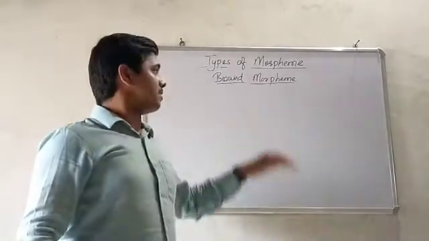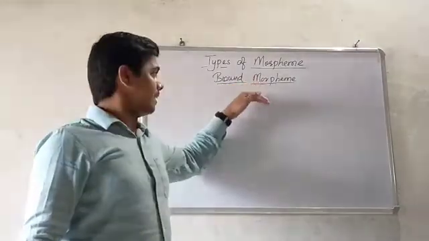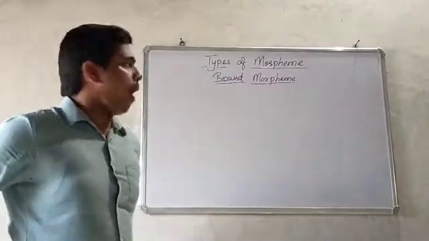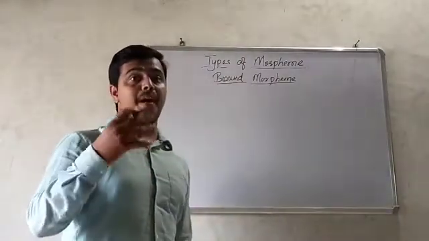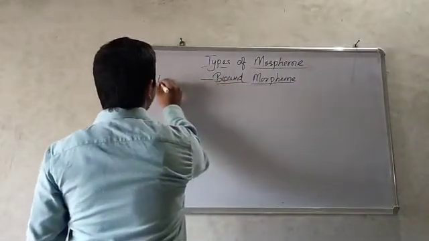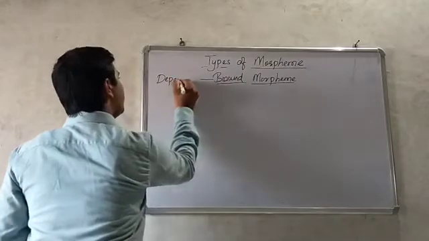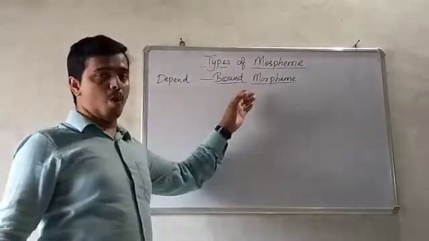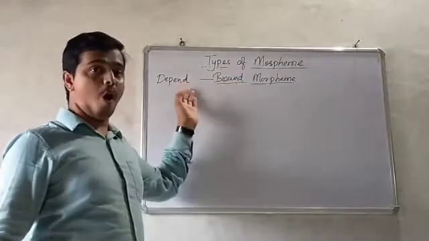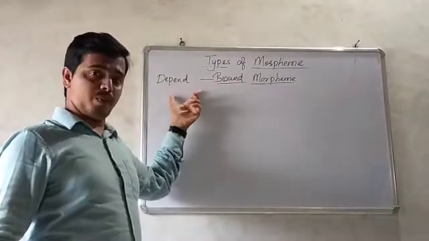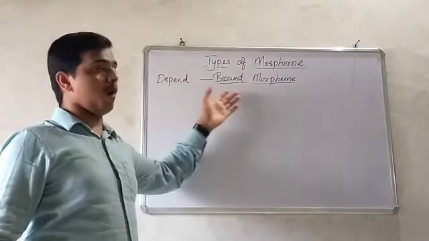Now let us see the second type of morphemes, that is bound morpheme. So what is bound morpheme then? Bound means it is dependent. So those morphemes which are dependent on the other morphemes, that is called bound morphemes.